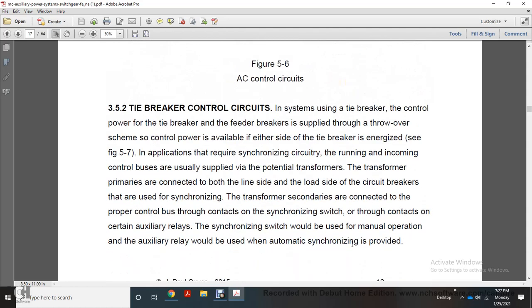352. Tiebreaker control circuit. With the tiebreaker and feeder breaker, the control power is supplied through a scheme that allows power to be available if either side of the breaker is energized. An application that requires a synchronizing circuit with running and incoming control buses is usually supplied with a potential transformer. The transformer primaries are connected to both the line side and load side of the circuit breaker used in synchronizing. The secondaries are connected to the proper control bus through contacts. The synchronizing switch operates through contacts on certain auxiliary relays. The synchronizing switch is used for manual operation, while an auxiliary relay would be used for automatic synchronizing.